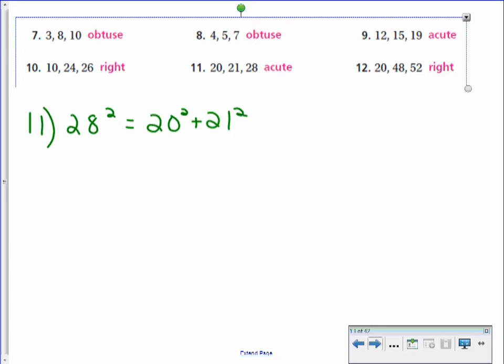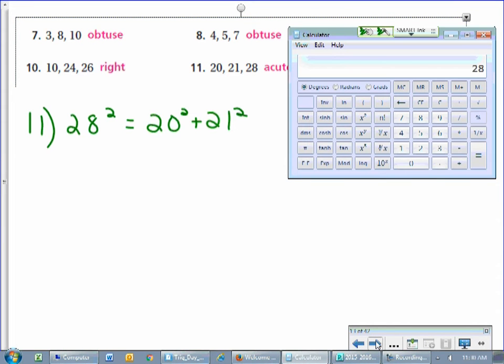Alright, so we have lots of big numbers here that we need to figure out. So we have 28 squared, 784. 20 squared is 400.